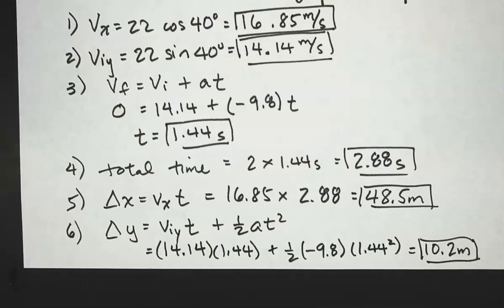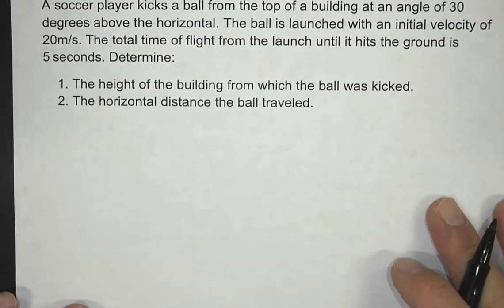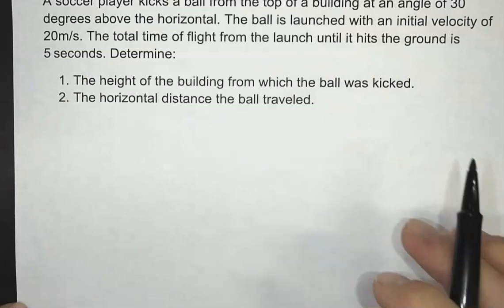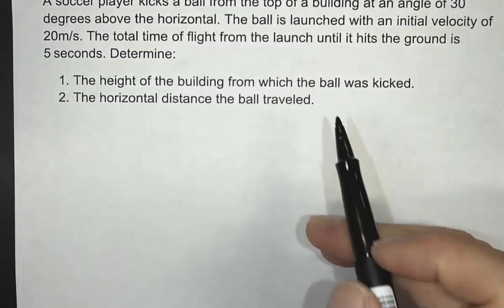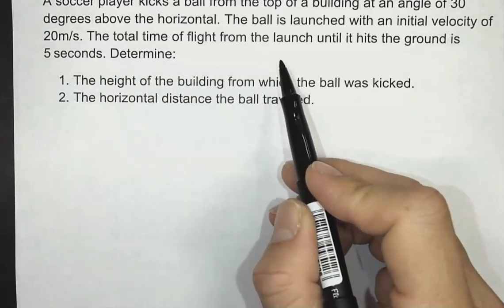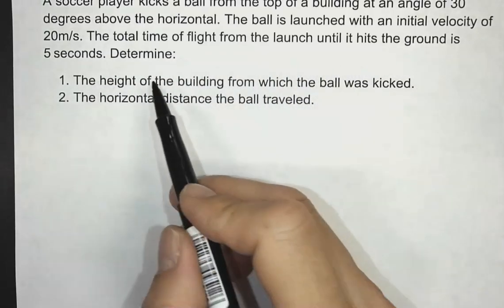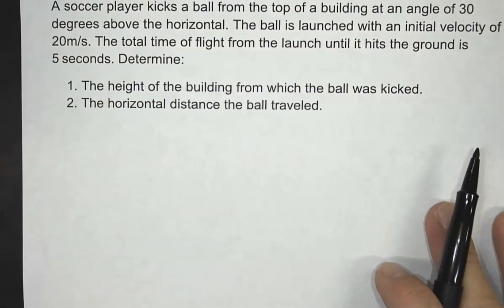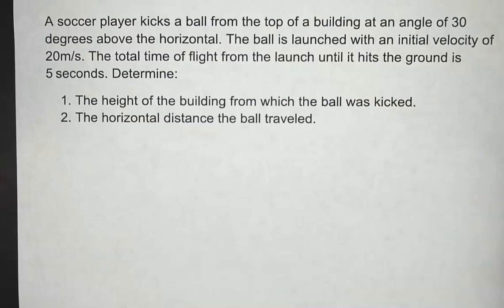So in this first problem, we see that the ball comes back down to the same level, the same height, back to the ground. Now let's take a look at a problem where it doesn't land back on the same level. So here we have a soccer ball. We kick the soccer ball from the top of a building at an angle of 30 degrees above the horizontal. The ball is launched with an initial velocity of 20 meters per second. The total time of the flight from the launch until it hits the ground is 5 seconds. And we want to find the height of the building from which the ball was kicked.